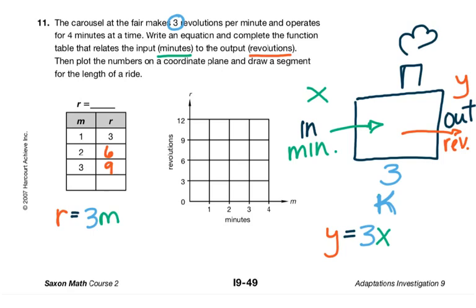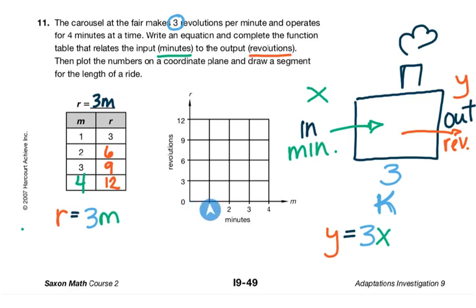And then remember, it says that it's going for 4 minutes. So we add in 4 over here. 4 times 3 equals 12. And now we have our last part of the function. And you can put 3m up here. Now we can graph.